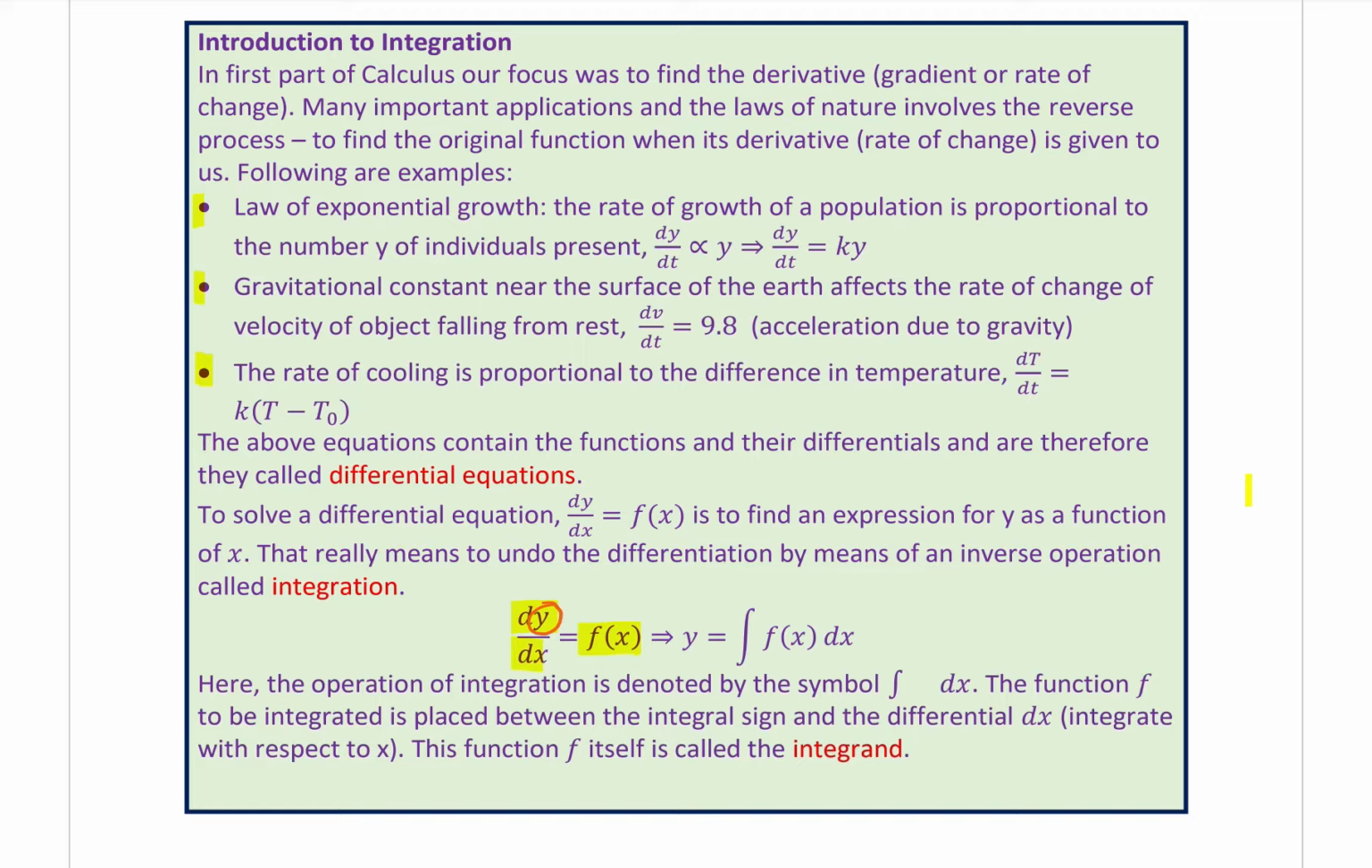Now, this particular sign is the sign for integral. It is an elongated S. Here the operation of integration is denoted by the letter as shown here, an elongated S. So that is the operator for integral. And dx tells you integration with respect to x, right? The function f to be integrated is placed between the integral sign and the differential dx, which is integrated with respect to x. That's what it means. This function f itself is called the integrand. So f(x) is called the integrand. Okay, so these are a few basic definitions.